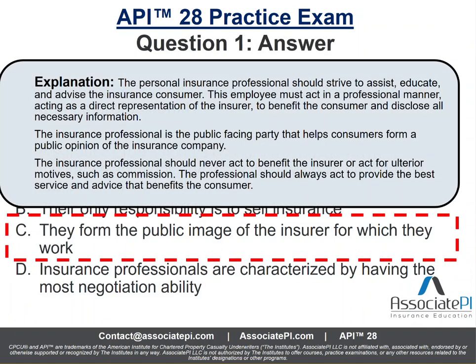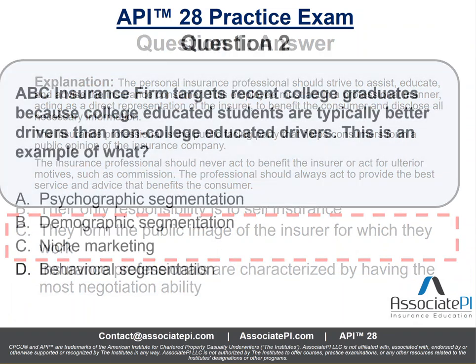All right, so I'm going to go on to the correct answer now. Here we go. The correct answer is C. They form the public image of the insurer for which they work. So this is a straightforward concept question. It's just asking about the personal insurance professional, what's true about them, and based on the definition of personal insurance professional and their job aspects, it's true that they do form the public image of the insurance company. So that's just a simple, straightforward concept question that you might see from part A of your exam.